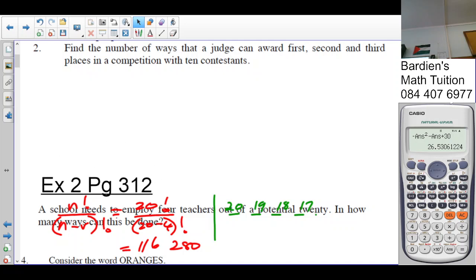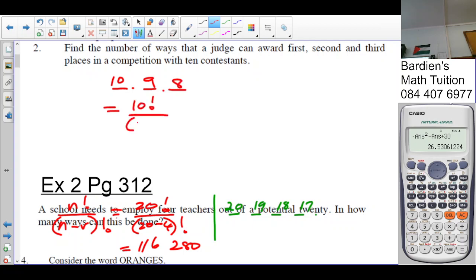Find the number of ways that the judge can award first, second and third place in a competition with 10 contestants. So how many bids would I draw here? 10. You all agree with that? How many placements do I have? 3. So it's going to be 3. How many options do I have? 10. Then 9. Then 8. Which is the same as 10 factorial over 10 minus 3 factorial.